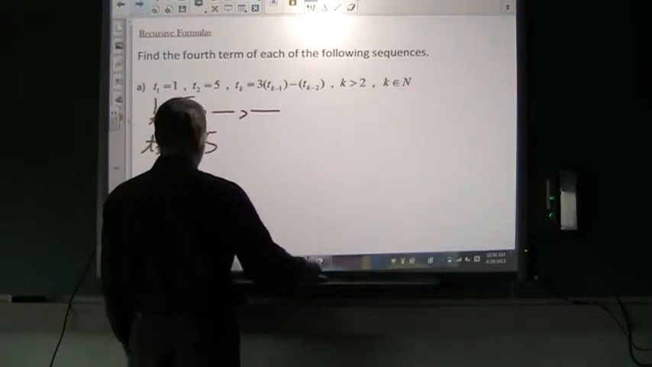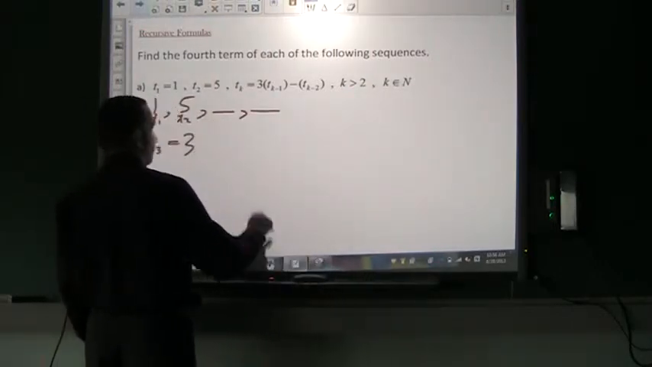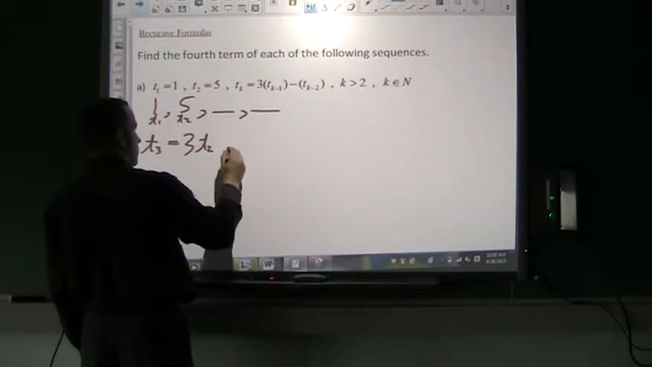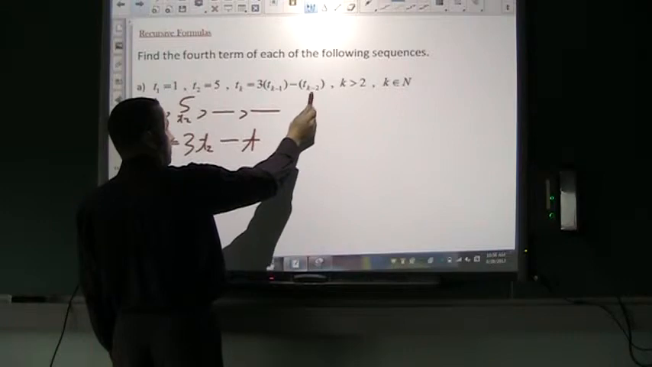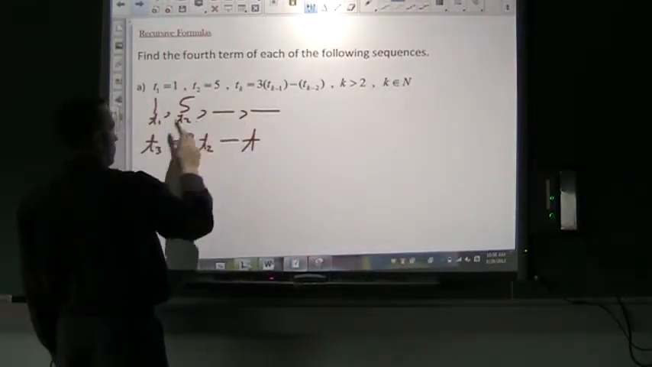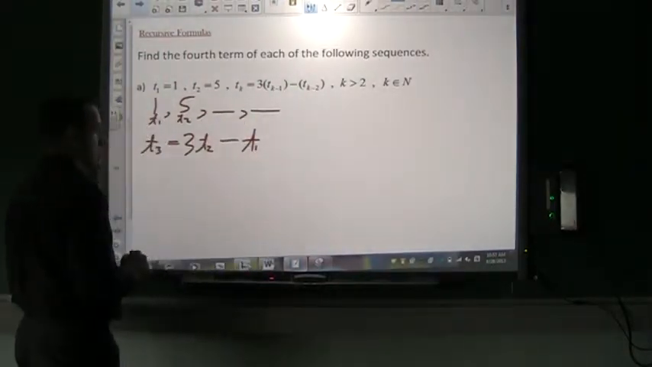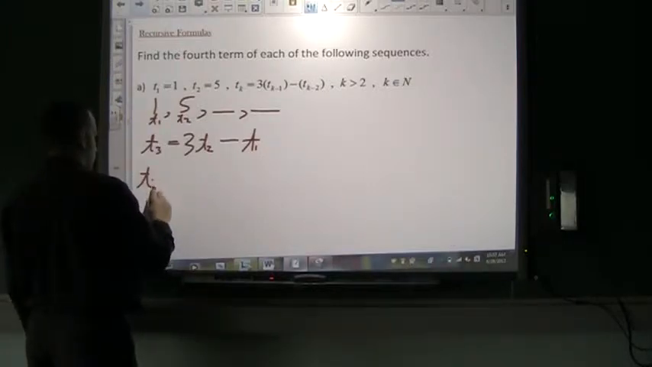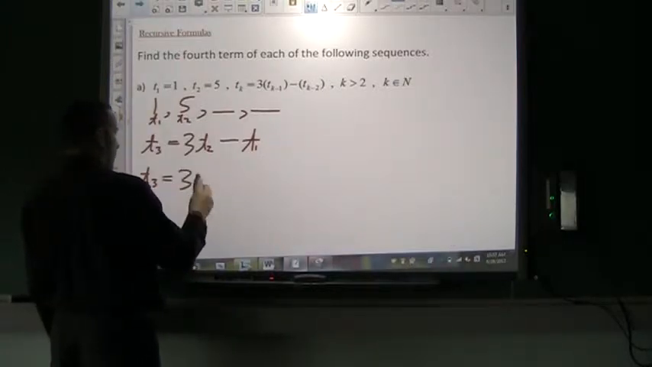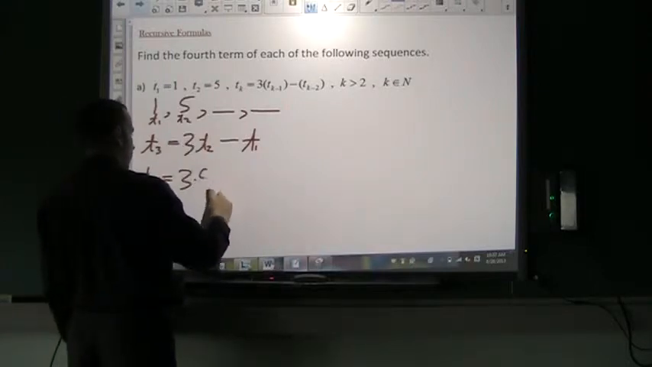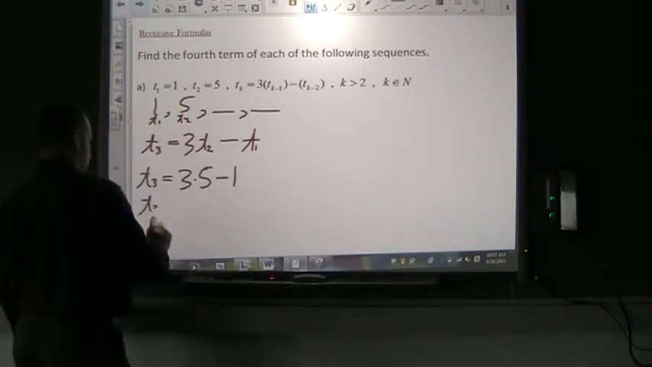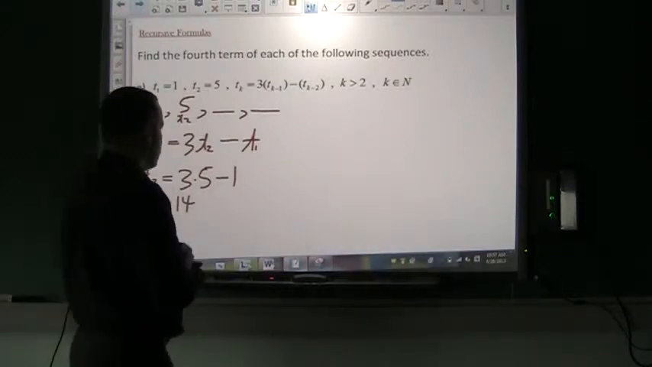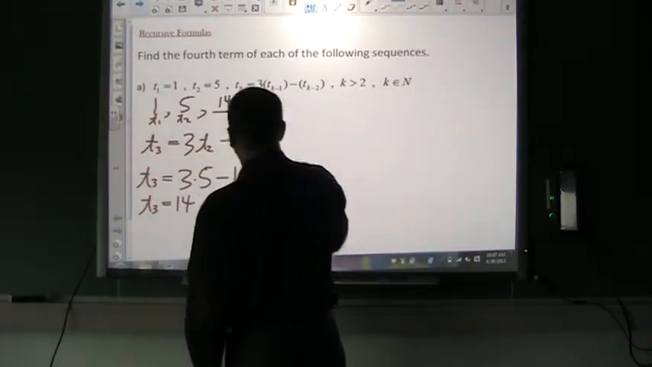Actually, let's fill that formula in so you can see it a little better. So this is going to be 3 times my previous term, T2, minus whatever my 2 terms previous is, k minus 2. If I'm doing the third term, then it's minus this term. So for my third term, it's going to be 3 times my second term, which is 5, minus my first term, which is 1. So 3 times 5 is 15. 15 minus 1 gives me 14. So fill that in. One more term.